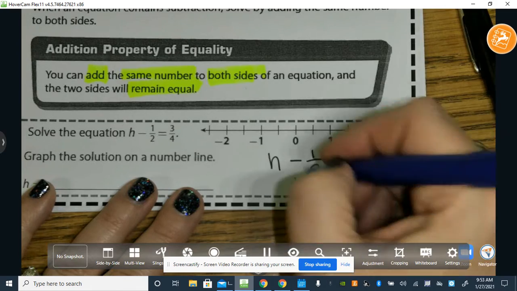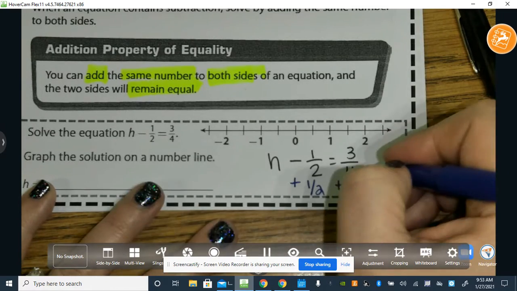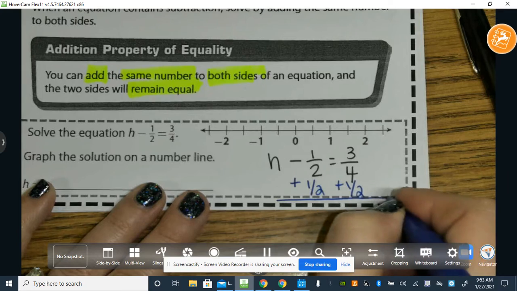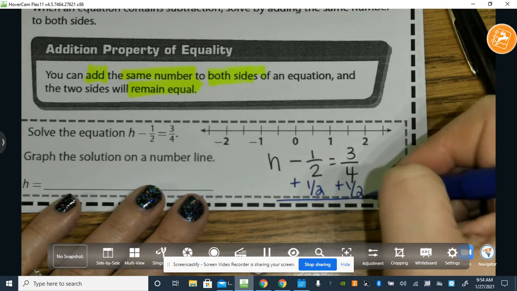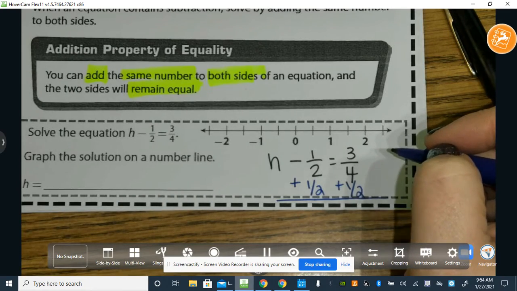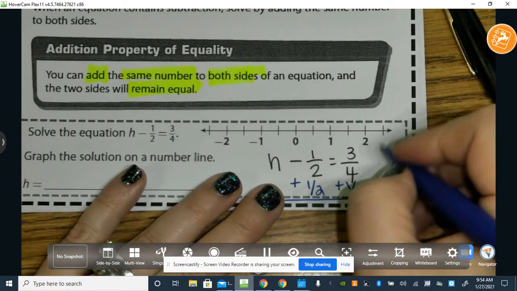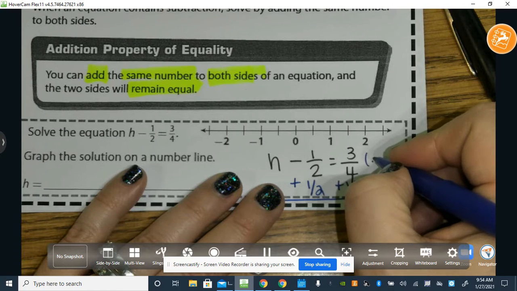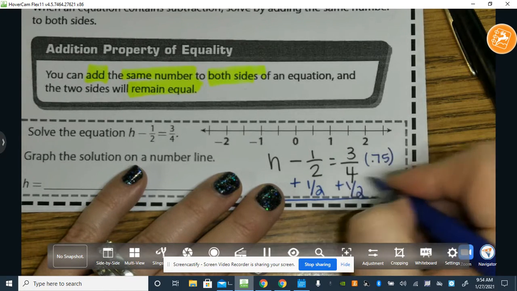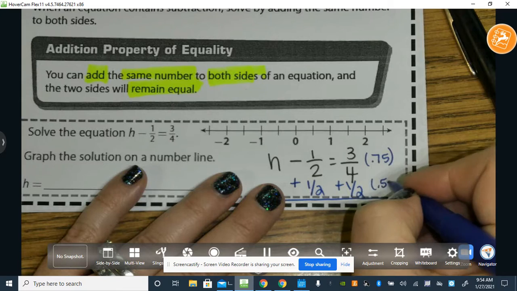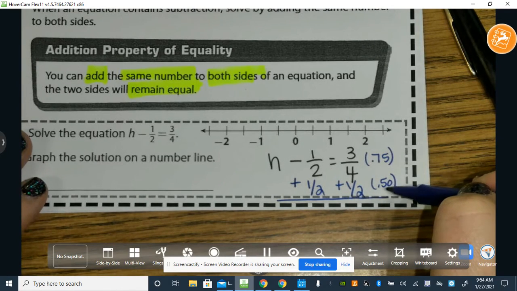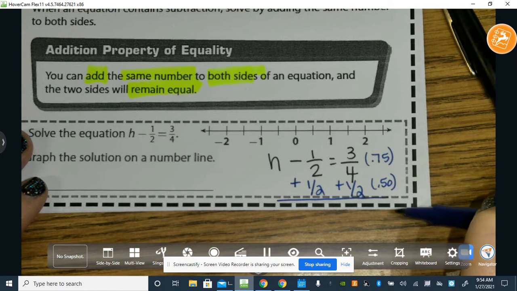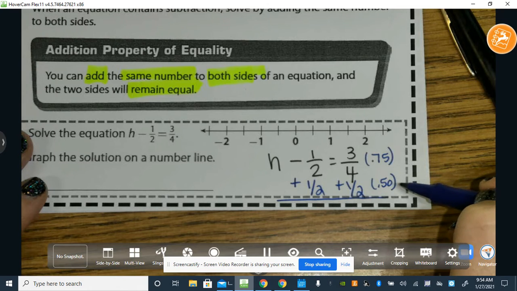Okay? So then I'm left with h on this side, and I kind of ran out of room here. And then I need to add 3/4 plus a half. So I can think of this two different ways. I'm going to think of this as like money. So 3/4 is like 75 cents, and a half, well, that's like 50 cents. So 75 cents plus 50 cents, well, 75 plus 25 gives me $1, and then I have 25 cents left over, so it would be 1.25.